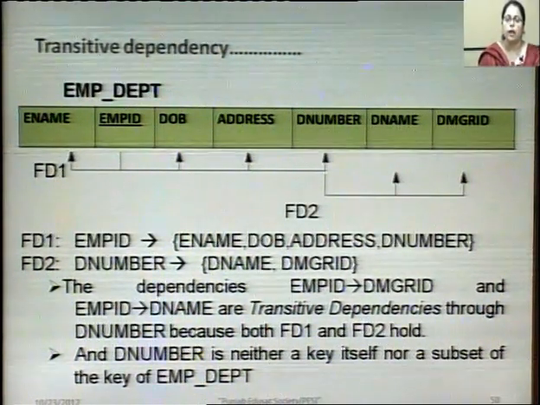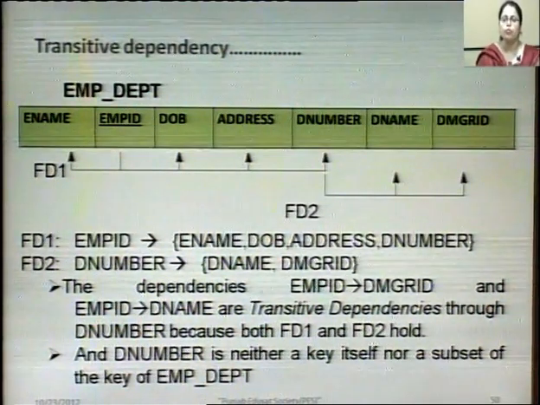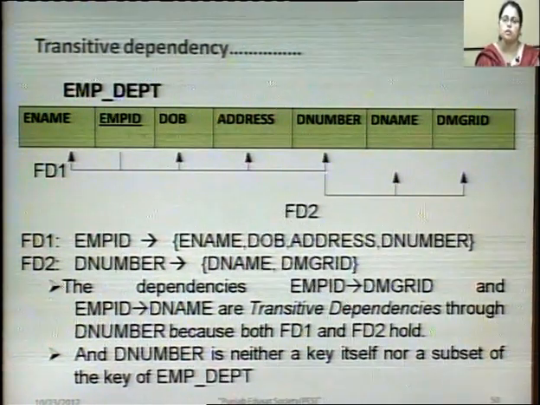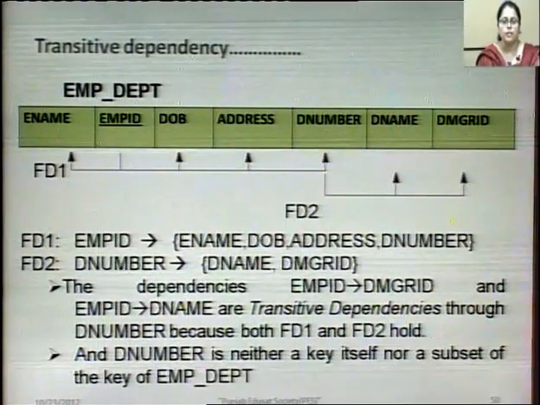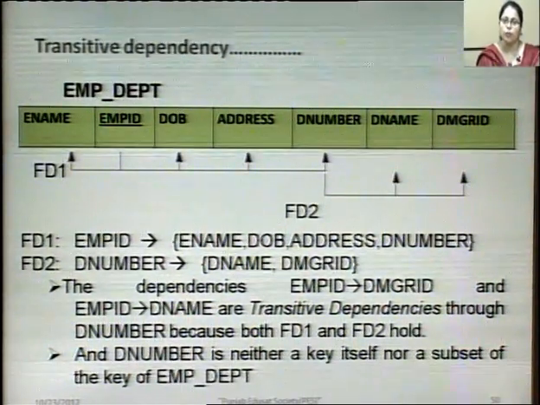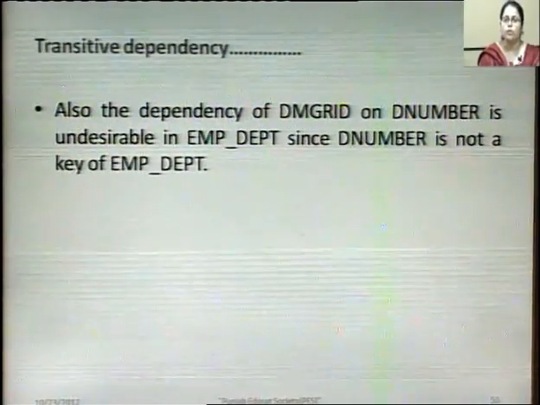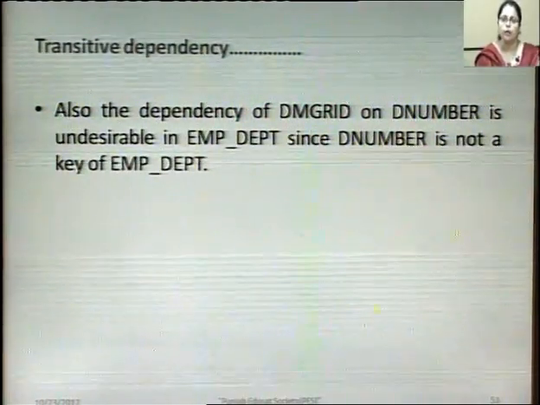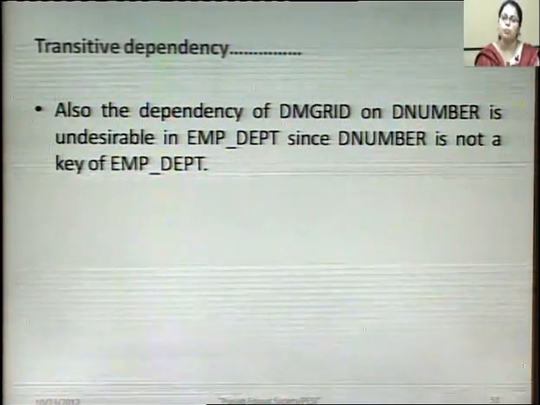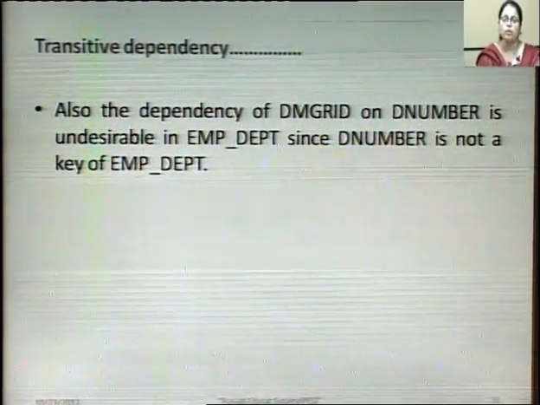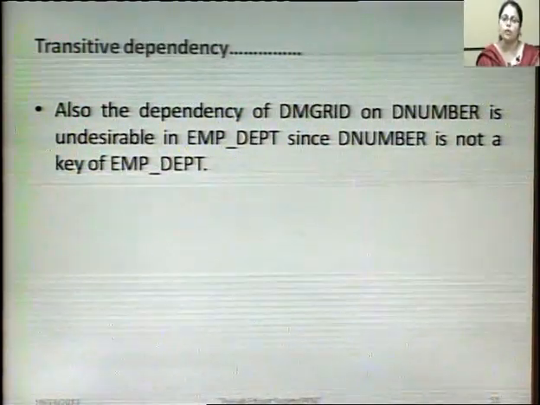Here we can see that department number, that means the attribute through which the transitive dependency is held, is neither a key itself nor a subset of the key of the employee department. Also, the dependency of the department's manager ID on the department number is undesirable in the employee department table, because department number is not a key of the employee department.